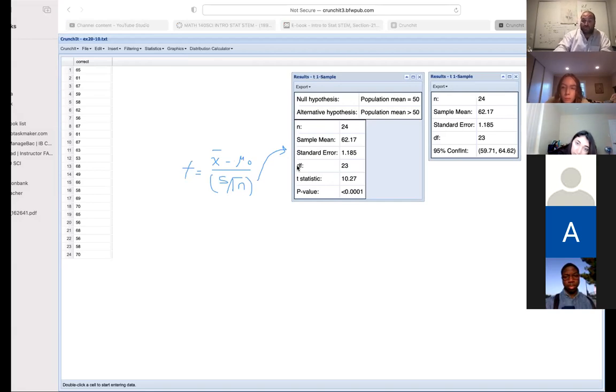In other words, the same essential formula as Z, but we just use the letter T because we don't know sigma, and we get an extremely high test statistic. Remember what 10.27 means. 10.27 standard deviations above the mean. Where on my graph would that be if I'm 10.2 standard deviations above the mean?